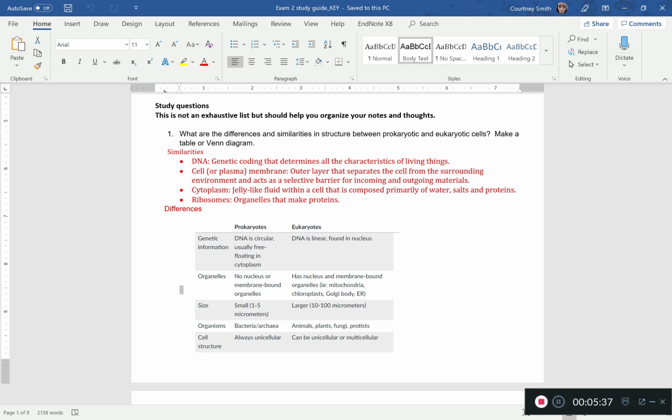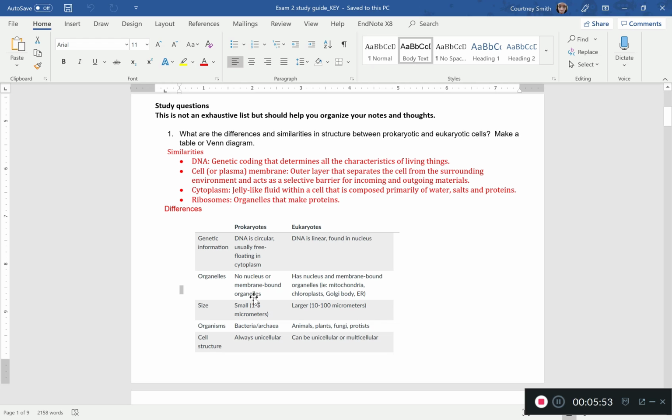And then also they both have ribosomes, and ribosomes function to make proteins. Now, overall, their differences are mainly how they organize their DNA, as well as where they store their DNA.